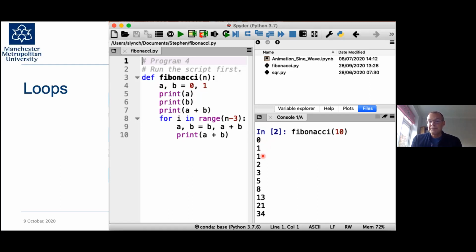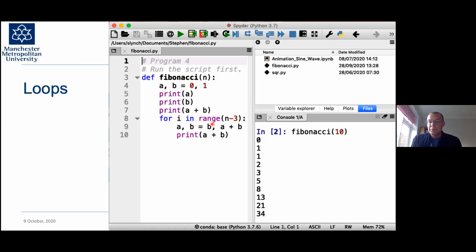Then we need a loop. So for the remaining numbers in the sequence, we have for i in the range n minus 3, because we've already printed out the first 3 values. We're going to say a goes to b, b goes to a plus b, and then we print a plus b.